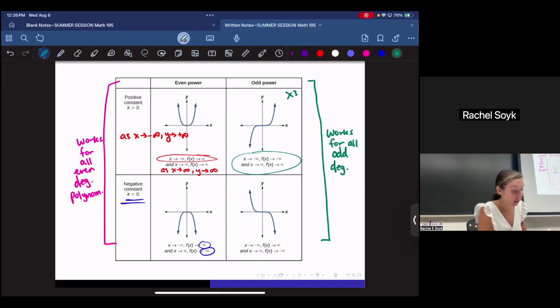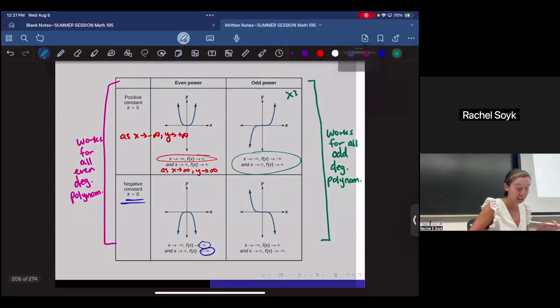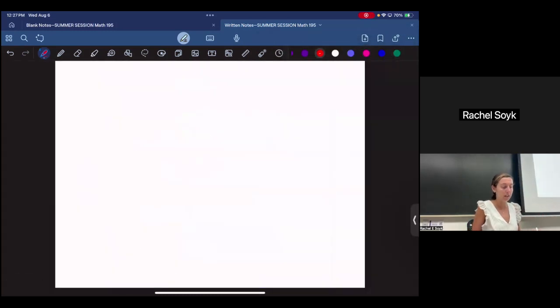Odd degree is not the same as odd function. For an odd function, we use the definition f of negative x is equal to negative f of x. Even degree is not the same as even function. Your even function definition is f of negative x equals f of x. So I'm going to actually make a slide on that because I do find that to be a very common mistake.